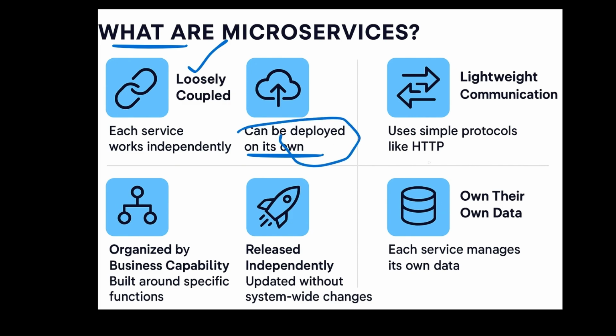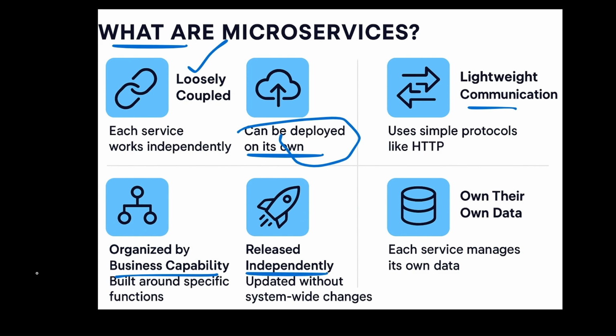independently. Next, lightweight communication. Communication between microservices is simple and lightweight. They often talk using HTTP, messaging queues, or event streams. This makes them flexible and easy to scale. Organized by business capabilities. Each microservice is built around a single business function, like billing, authentication, or inventory. This aligns software architecture directly with real business needs.